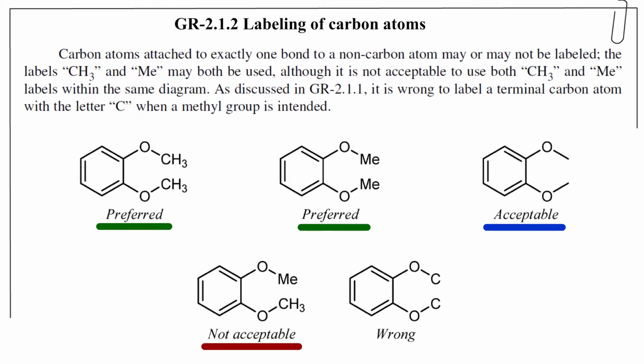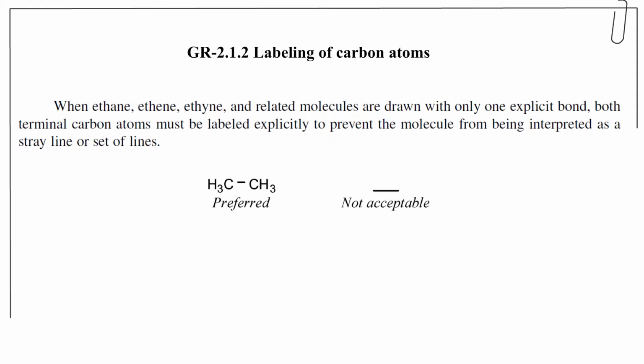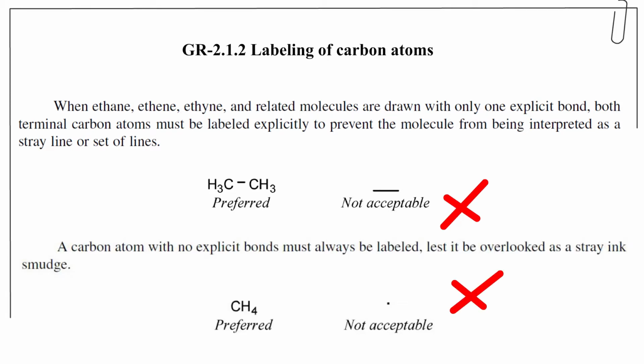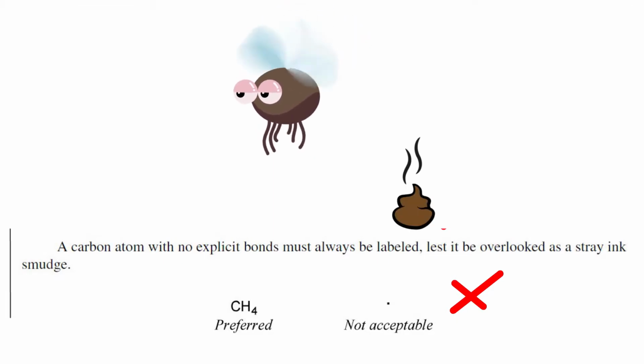In case you get yourself too carried away with omitting hydrogens, I just want to say that you cannot draw a line instead of ethane and a dot instead of methane. I hope this is logical, especially in the last case, because a dot can be anything. It can be a poop made by a fly.